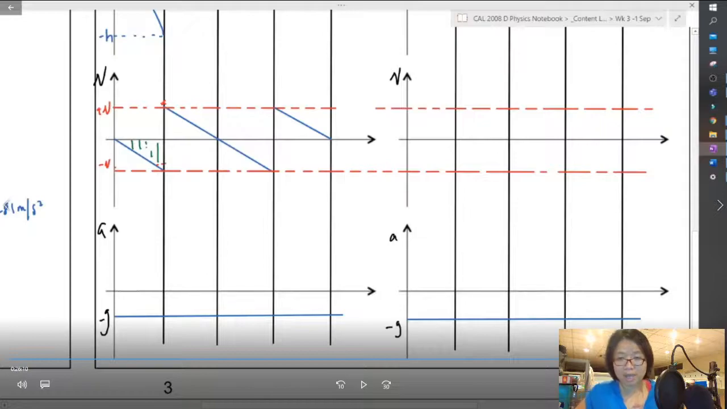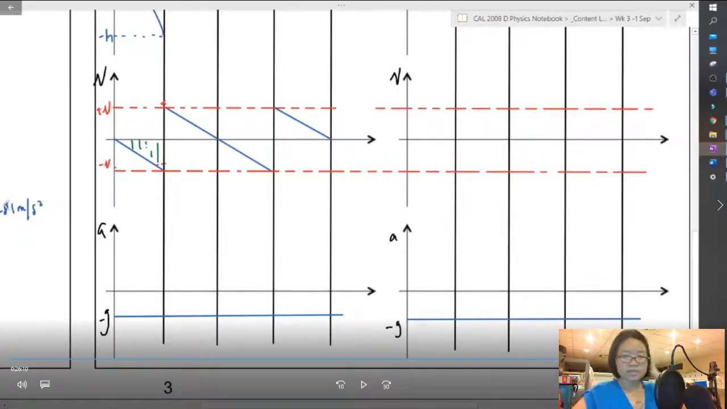The ball is on the way up from the floor. That's why the V suddenly becomes positive. Okay, so when the ball is on the way up, let me get a ball so that you have an idea. Yes, it's the same ball.